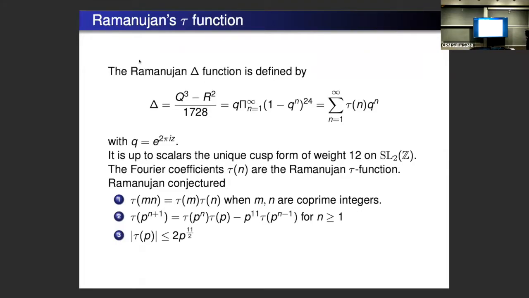Not exactly multiplicative. Tau of p^n is tau p times tau of p^(n-1), but then there's a correction: you subtract p^11, where 11 is 12 minus 1, times tau of p^(n-2). So he conjectured these two properties of the tau function.